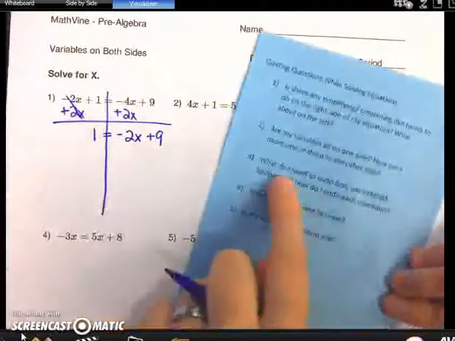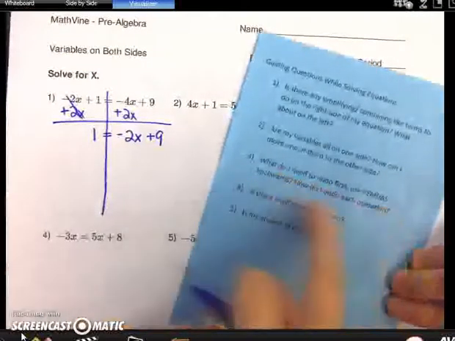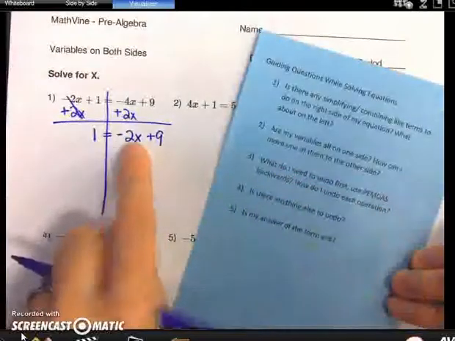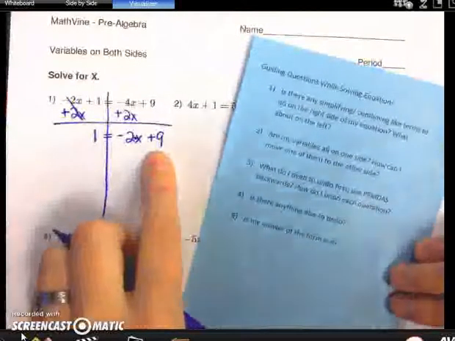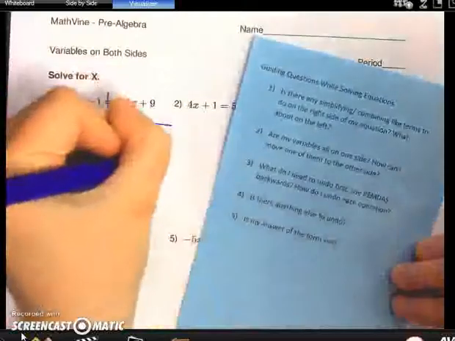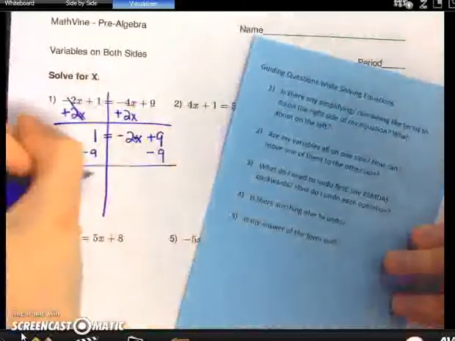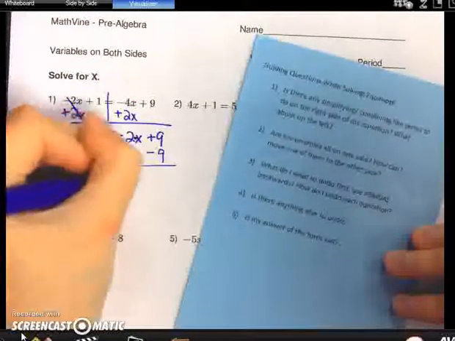Now I can move on to number 3. What do I need to undo first using PEMDAS backwards? Well, here I have multiplication. Be careful, this is multiplication and addition. Okay? So I'm going to undo addition first by subtracting 9. That'll give me negative 8 equals negative 2x.